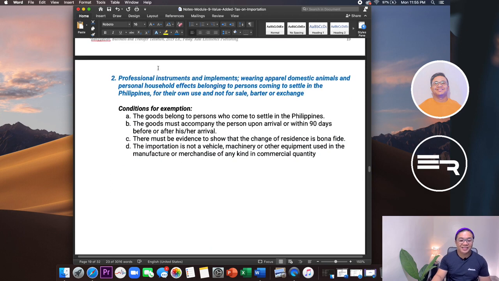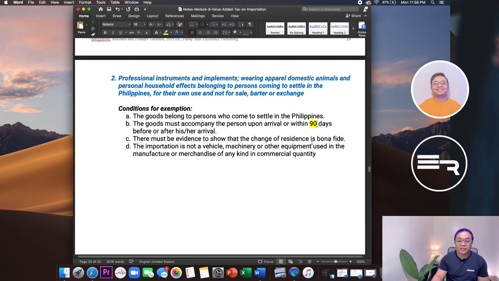Okay? And then, again, yung professional instruments, conditions for this exemption, ito dapat yung ABCD ma-comply bago natin masabing exempt yung pag-import. Okay, number one, the goods belong to persons who come to settle in the Philippines. Okay, hindi pwedeng parang bakasyon lang tapos babalik ulit. Okay, the goods must accompany the person upon arrival within 90 days before or after his arrival. Hindi pwedeng pinagdala mo lang yung products tapos mag-lapse ka dito ng 90 days tapos next year ka pa pala babalik or uuwi sa Philippines. So, magiging subject siya sa tax.